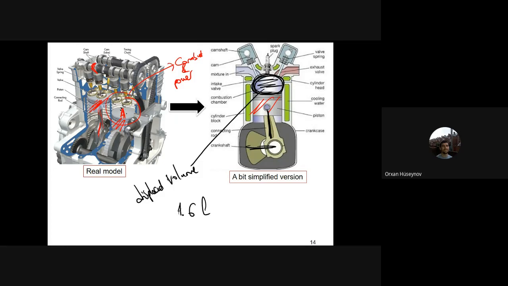You have the valves here. The valves are used for the exchange of gas and the fuel mixture. So here, the gas and fuel mixture comes in, and this is the spark plug.